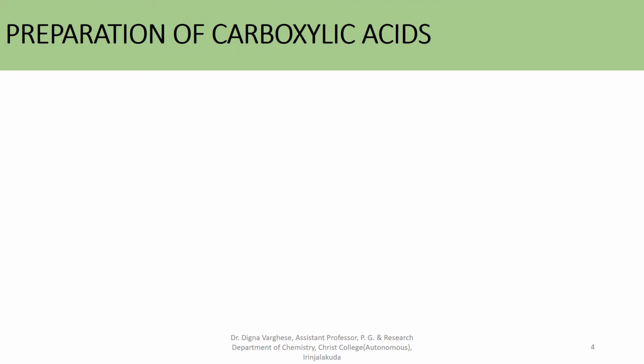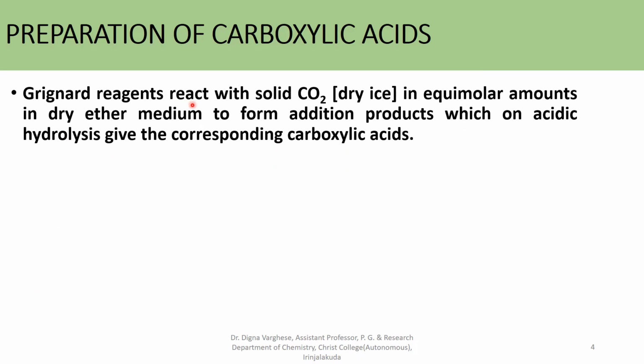Preparation of carboxylic acids from Grignard reagents. The general formula of Grignard reagents is RMgX, where R may be alkyl or aryl. The Grignard reagent reacts with solid carbon dioxide, that is dry ice, in equimolar amounts in dry ether medium to form addition products, which on acidic hydrolysis give the corresponding carboxylic acids.